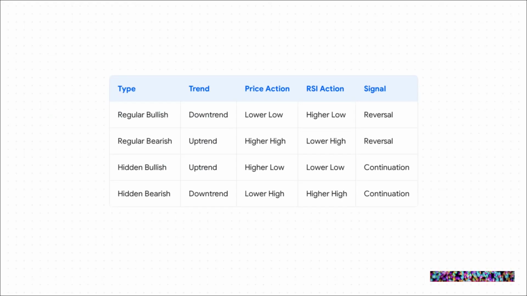Okay, let's just pause and put this all together for a second. This table right here is your cheat sheet. You've got regular divergence, which is your reversal signal, and you've got hidden divergence, which is your continuation signal. Honestly, take a screenshot of this. It's the perfect way to remember which is which.